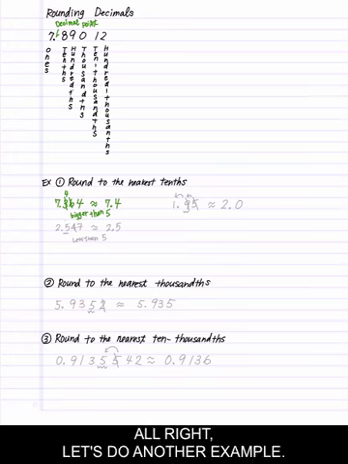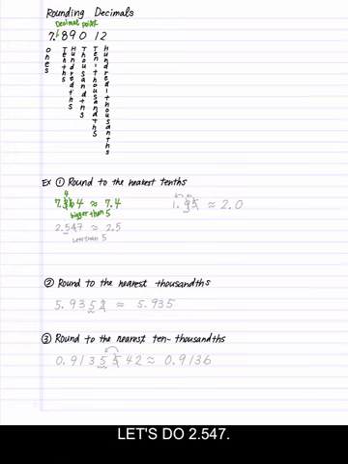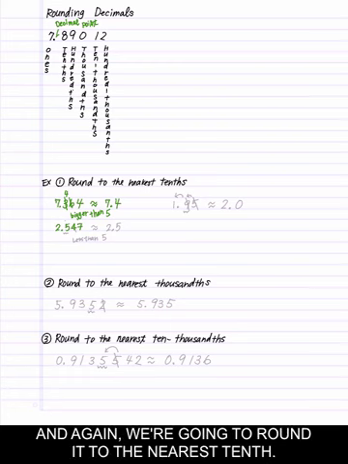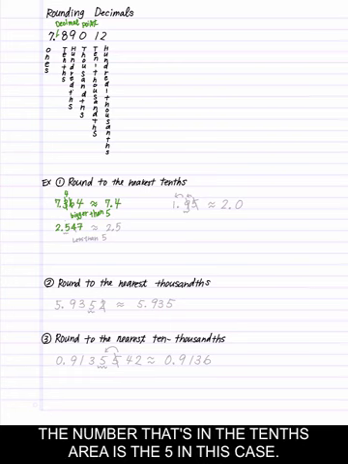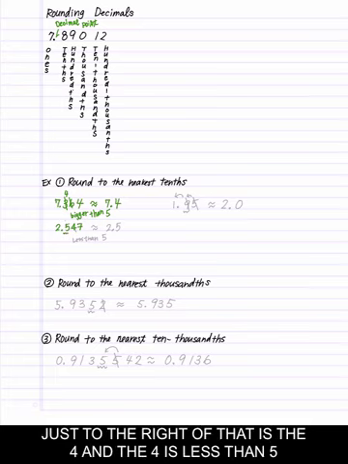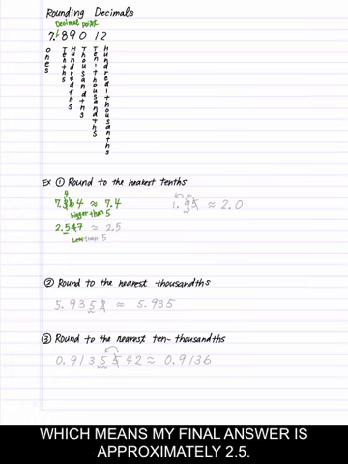All right, let's do another example. Let's do 2.547. And again, we're going to round to the nearest tenth. The number that's in the tenths area is the 5 in this case. Just to the right of that is the 4, and the 4 is less than 5, which means my final answer is approximately 2.5.